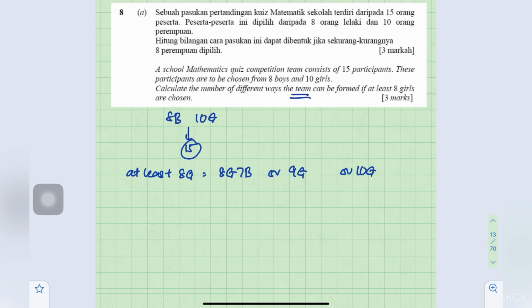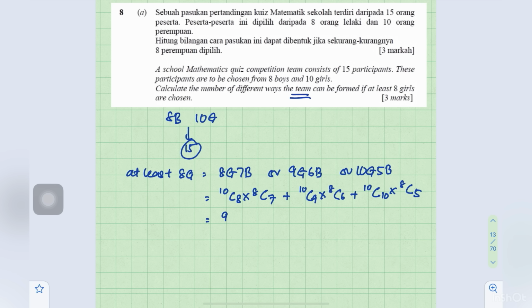If 8 girls, there must be 7 boys. If 9 girls, there must be 6 boys. If 10 girls, another 5 boys. So we find girls from 10 choose 8: 10C8 times 8C7, plus 10C9 times 8C6, plus 10C10 times 8C5. Then by using the calculator, we get 696 ways.